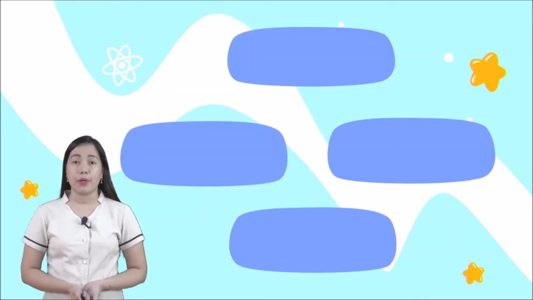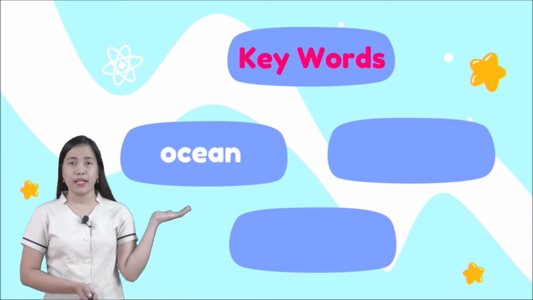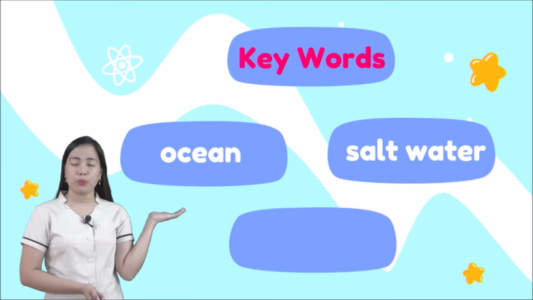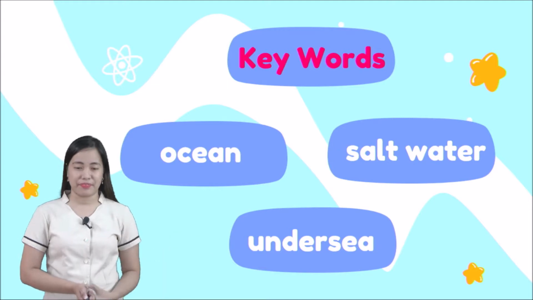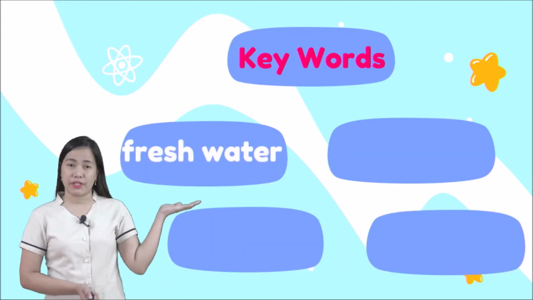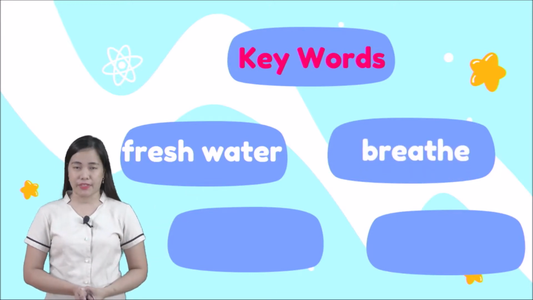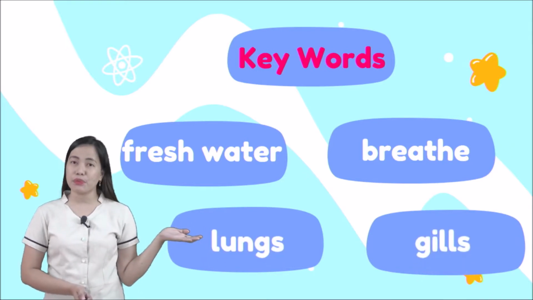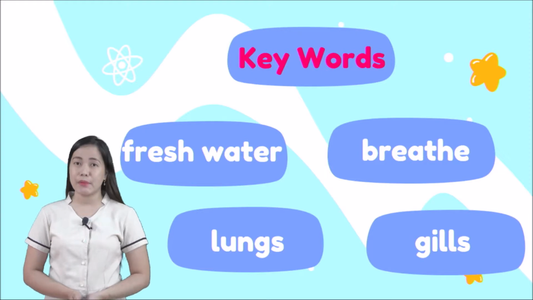Now, let's start with our keywords. Let's discuss them one by one. First is ocean. Very good. Next, salt water. Then, undersea. Next one, fresh water. Next, breathe. Next, lungs. And the last word is gills. Okay, now let's discuss them one by one.